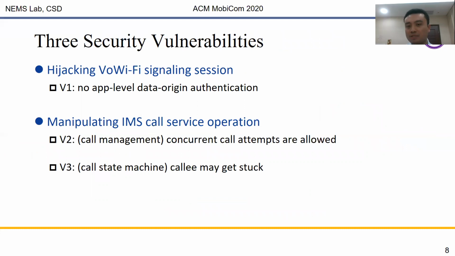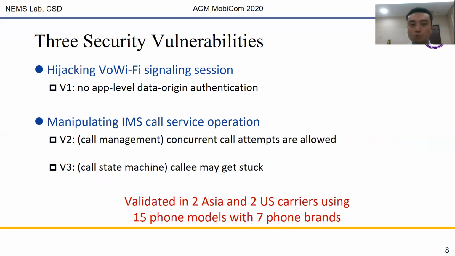Overall, we discovered three security vulnerabilities. VoWiFi synchronization can be hijacked due to the first vulnerability. Based on the session hijacking, the attacker can interact with IMS on a per message basis. We then discovered the second vulnerability that concurrent call attempts are allowed, and the third vulnerability that the callee may get stuck in the call state machine. These vulnerabilities have been validated in 2 Asia and 2 US carriers using 15 phone models with 7 phone brands.